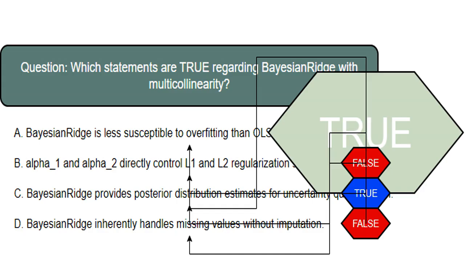This statement says BayesianRidge is better at avoiding overfitting compared to ordinary least squares regression, OLS. I agree, because BayesianRidge uses regularization through a prior distribution, which shrinks the parameter estimates toward zero. It's less likely to overfit.